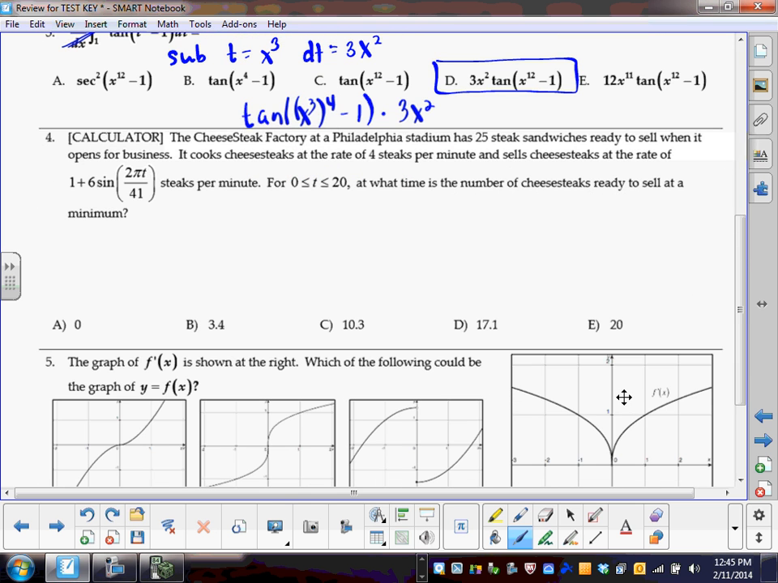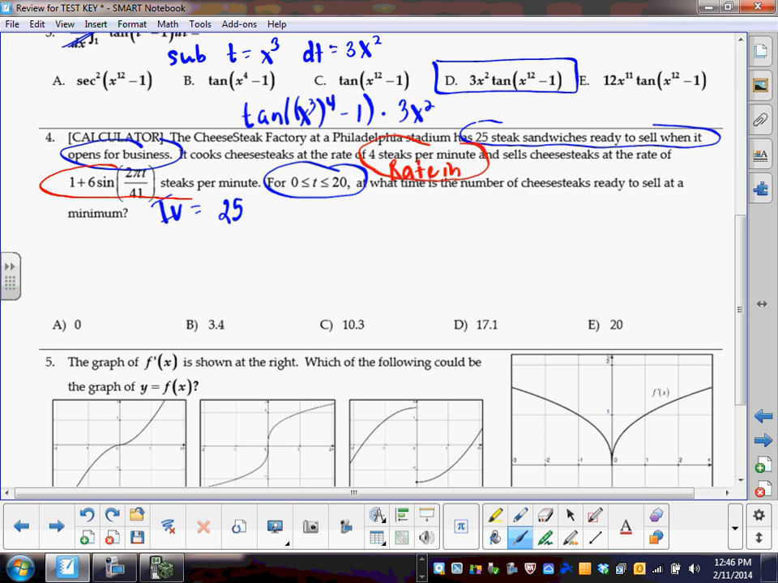Okay, the next question, the cheesesteak factory at the stadium has 25 cheesesteaks ready to sell when it opens. So the initial value is 25. We have a window from 0 to 20. It cooks cheesesteaks at a rate of 4 steaks per minute and sells cheesesteaks at a rate of 1 plus 6 sine 2 pi t over 41 steaks per minute. So the rate in that we're adding cheesesteaks is 4, but then people are eating them at the rate out.